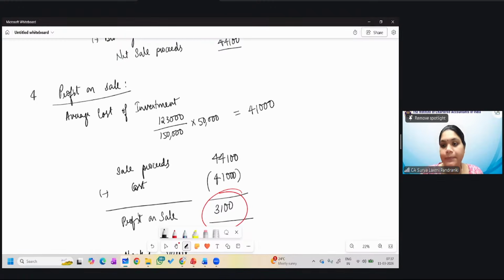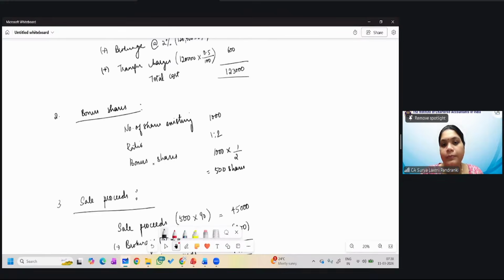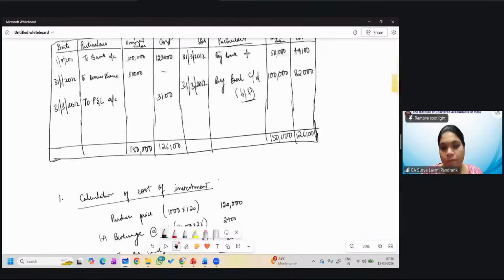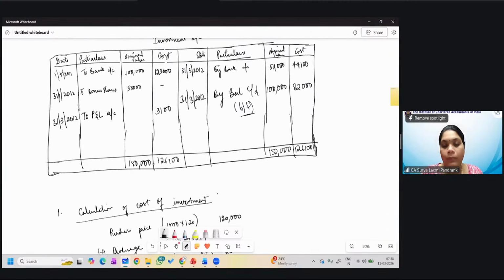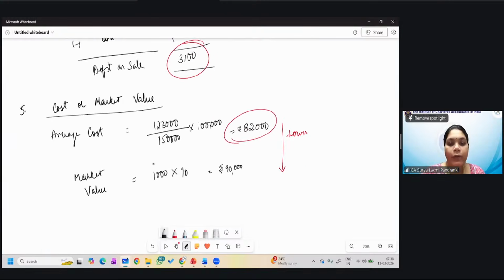Ma'am, how will this work out for current and long term investment, the same account? For the shares, yes. In the end, I want everybody to listen to this. In the fifth working note, we calculated both cost and market value, and we saw whichever is lower. What does this mean? The carrying amount should be at cost or market value, whichever is lower.